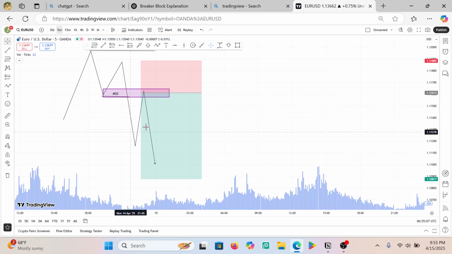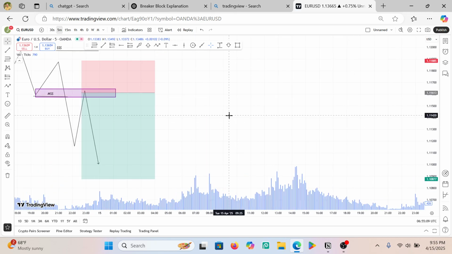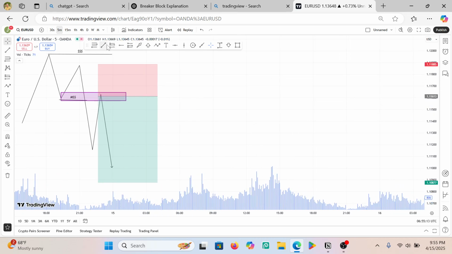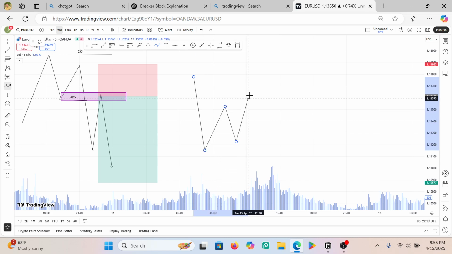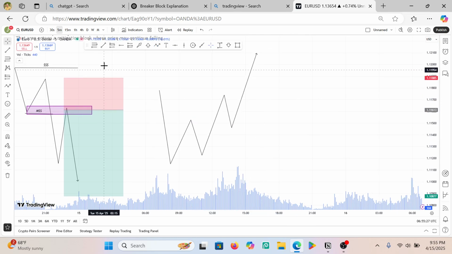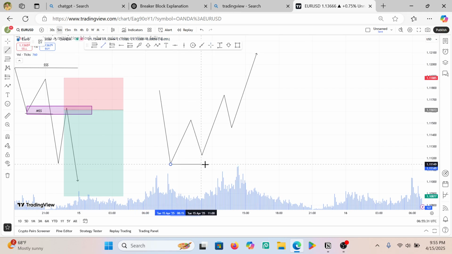So that's an example of a bearish mitigation block. Now I'm going to show you an example of a bullish mitigation block. A bullish mitigation block is something like this. There's no sweep of liquidity, then the market broke that, it will retrace back, then it sells. This is an example where there's no sweep of liquidity.